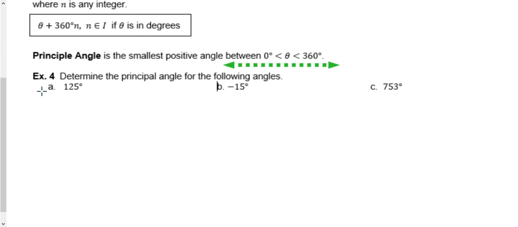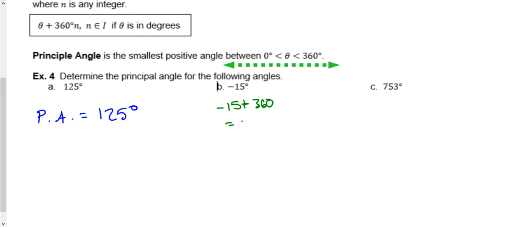So if I gave you 125, the principal angle, let's call it PA for short, is equal to, well, is this 125 between 0 and 360? Yes, it is, so it's going to be the same. So 125 is your principal angle here. If you're at negative 15 degrees, I want to find my principal angle, so the way that I'm going to solve this is find the positive version of this. So how do we do that? I'm going to go negative 15 plus 360, and that's going to get me a positive angle, positive coterminal angle that is.